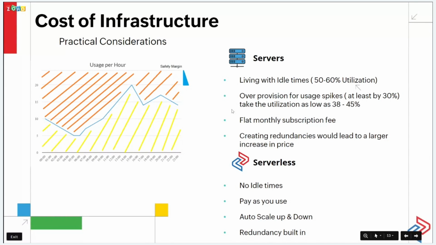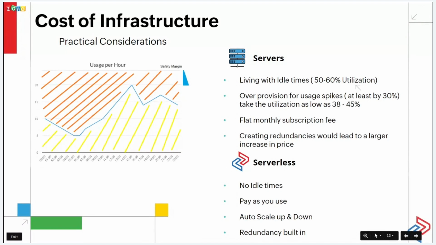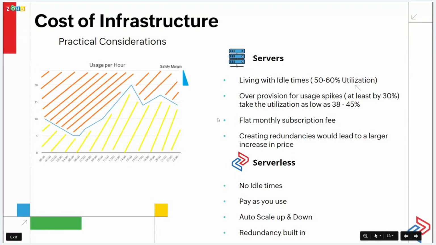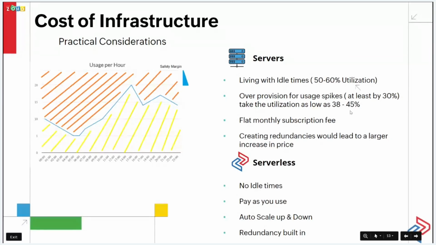The interesting thing is that you are on a flat monthly subscription fee. So you have to pay that come what may, irrespective of the kind of usage that you're getting. The minute that you start to think in terms of creating redundancy, which is essentially employing an altogether new server to form a backup, the utilization that you were seeing at 38 to 45% would go down by a factor of 2, which would essentially mean that you're running between 19 and 22.5% utilization on average. Now, 19 to 22.5% utilization isn't really the wisest use of your resources in terms of the kind of cloud costs that you'd be able to rack up.